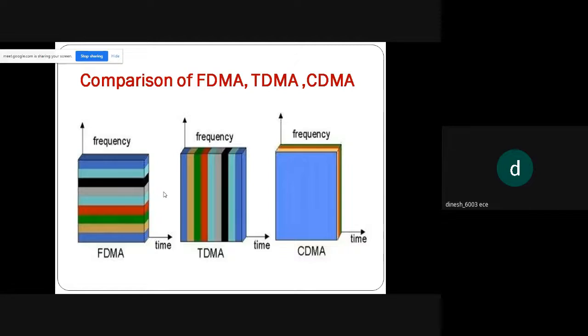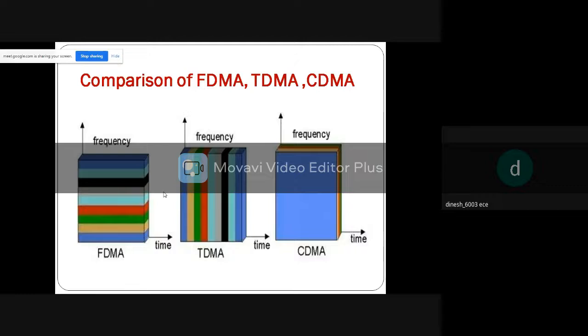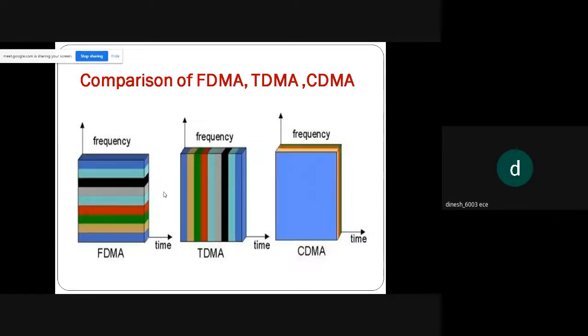Whereas in CDMA, with the different frequencies at different times or at the same time, all the users can be accommodated. This is the comparison of FDMA, TDMA, CDMA.